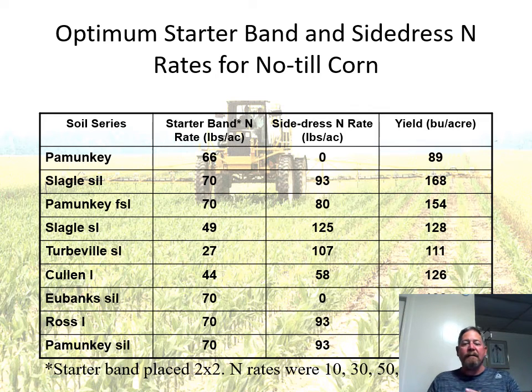One of the advantages that this system with a starter band plus a side dress allows you to do is make that decision on the appropriate side dress rate later in the season, so you know a little bit more about what's happened. Has it been wet and warm? Has it been cool and dry? Where are we in the season? And what more do we know about yield potential than we might have before planting?